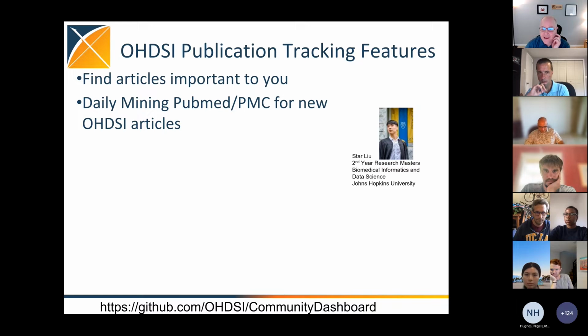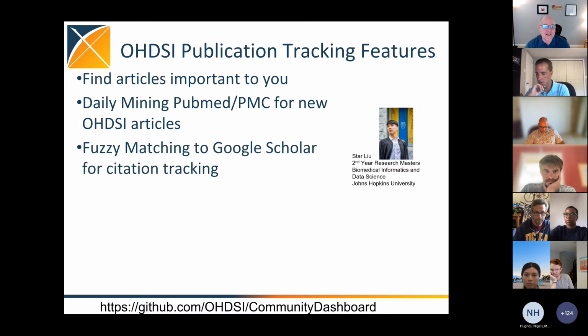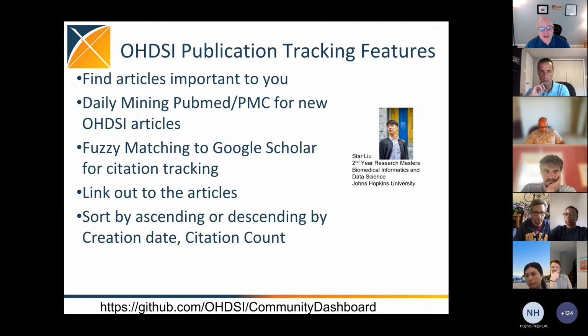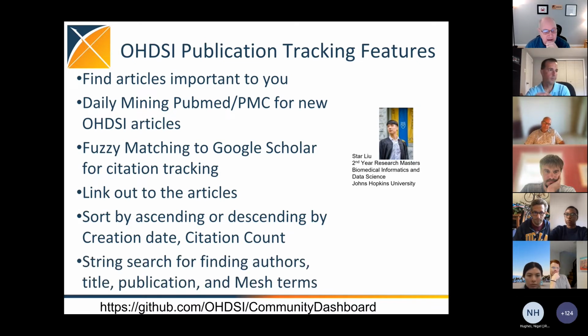So if you can't wait until Craig tells you about the new articles every week, you can go here to look at them every day. It actually does a fuzzy matching with Google Scholar to get citation tracking as well for those articles. And then of course it links out to the articles and allows you to slice and dice this data. You can sort it by the oldest or newest or by citation count. And you can also do string searches around this.